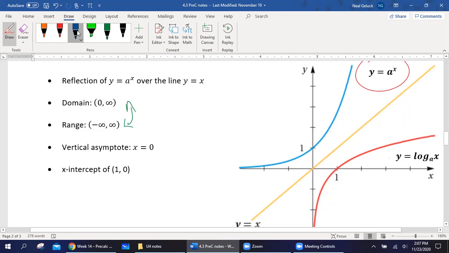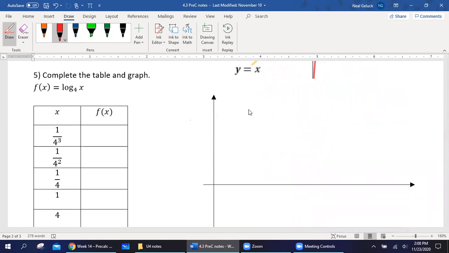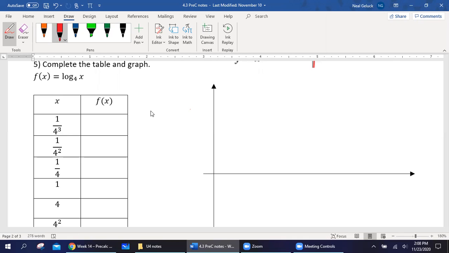And where the exponential hit at 0, 1, the parent logarithmic will hit at 1, 0. And the change in the base number is just going to slightly change how curved it is, but they all have the same basic shape. So let's do a table here and graph one of these.